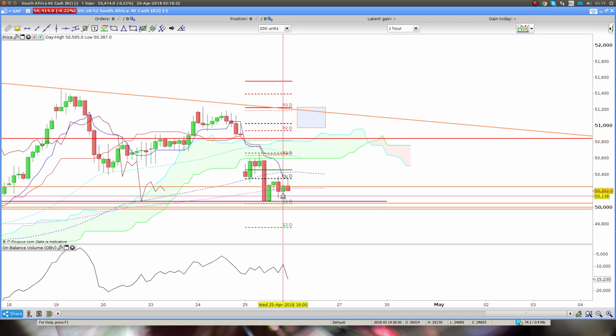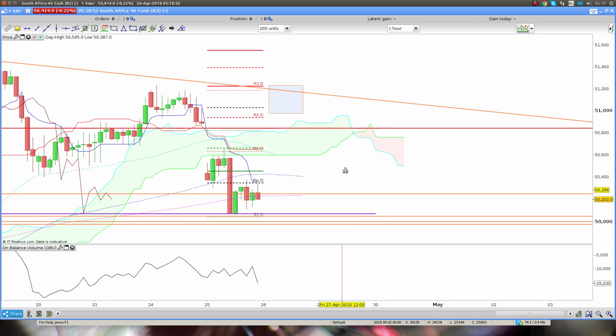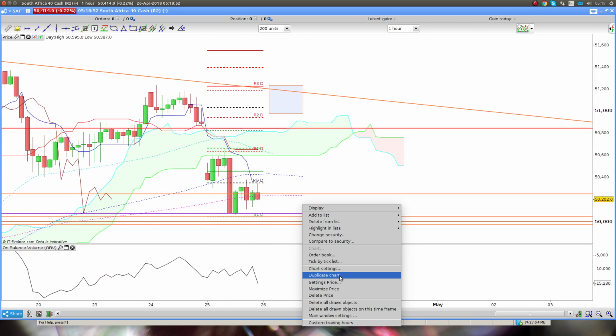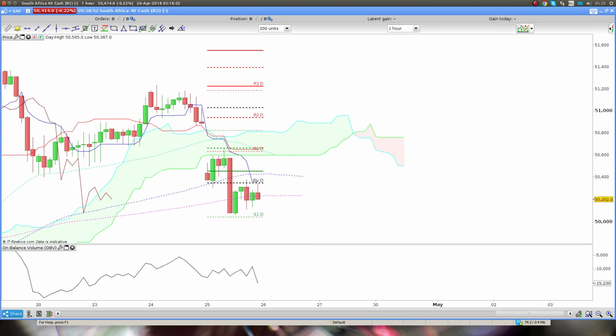Okay, and your levels, if you're looking for the day traders out there that are looking for levels of where to get out, so your first, let's just clear all this stuff, otherwise we're going to get really messy. Okay, so your first level is going to be Tenkan-sen over there.